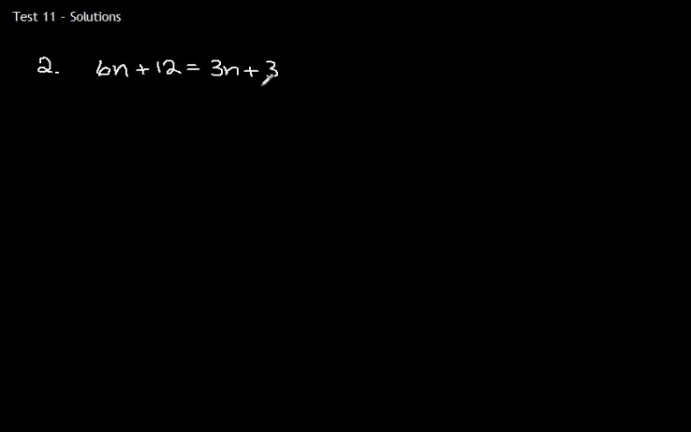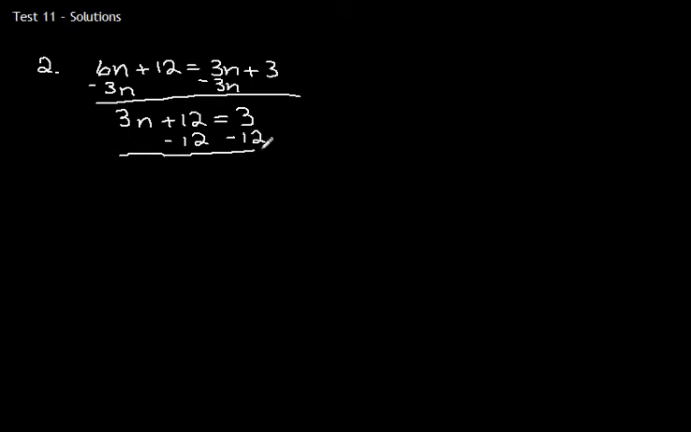Usually if it says 3 more or 3 less than, you put it at the end. But it would have been okay if you put 3 plus 3n. Now we subtract 3n. Remember I said subtract the variables first. If you know you got this one right, you can just skip down to the next one. You can fast forward through the YouTube video. And then subtract 12. And we're going to get 3n equals negative 9. N equals negative 3. Alright, next one, number 3.